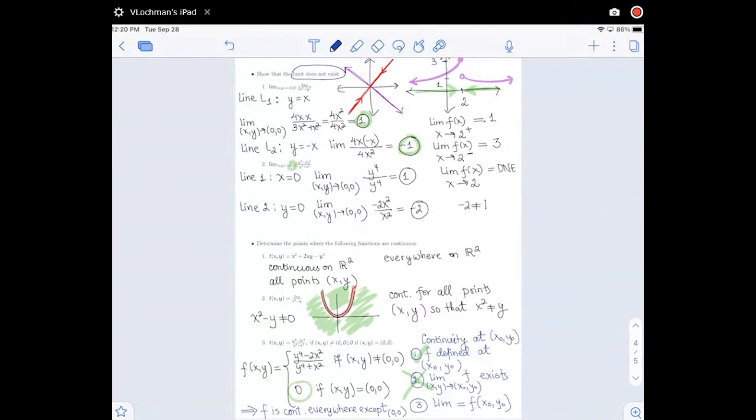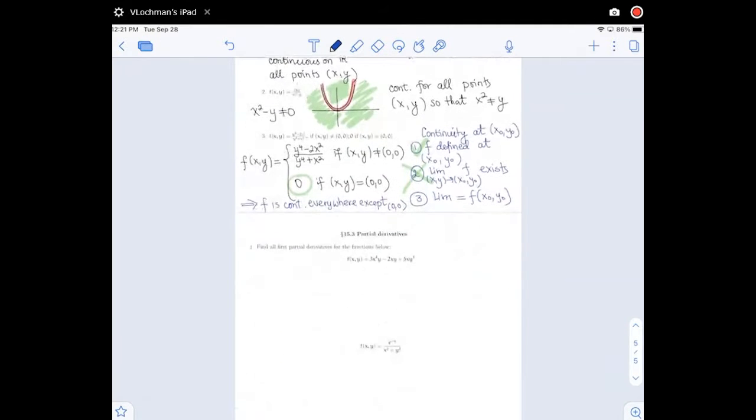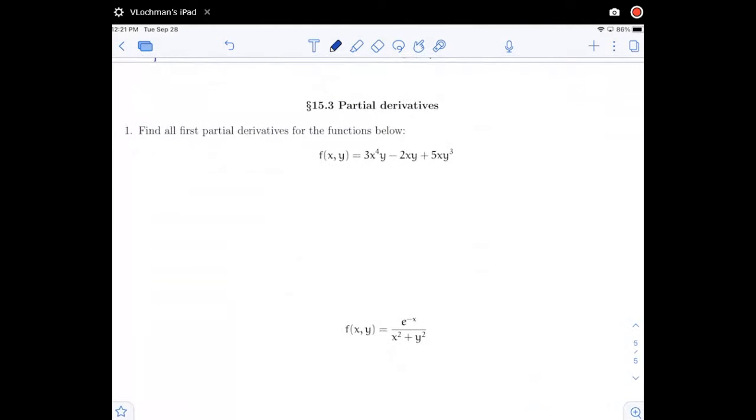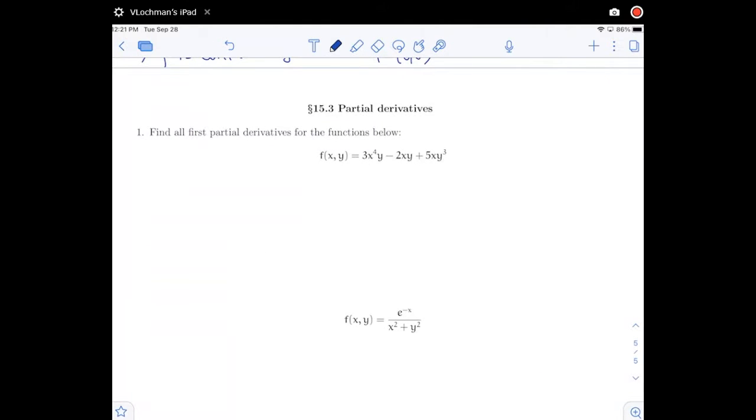Okay, then let's keep going. We're going to discuss partial derivatives, and for this part I only want to focus on computations, because we're running out of time a little bit. But I do want you guys to know how to compute partial derivatives, and we'll talk a little bit more about interpretation of what that actually means. What do partial derivatives mean?